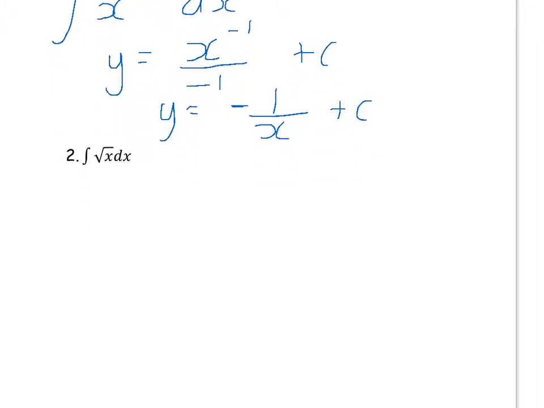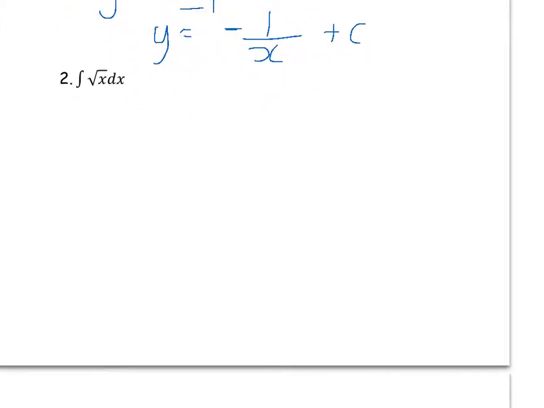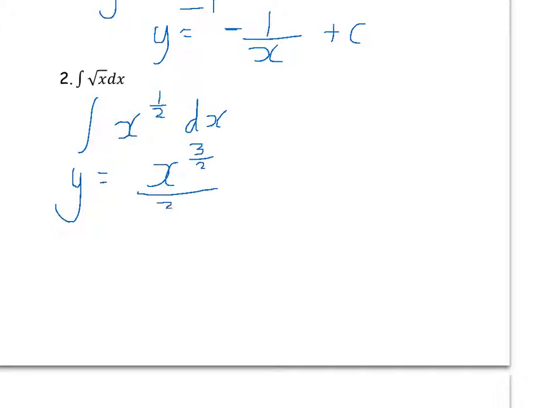Right, question 2. It says integrate the square root of x dx. Now, yet again, we need to make this square root of x into indices, into a power. So you should remember that we're trying to find the second root of x. That is written as a power as x to the power of a half dx. So now we do the same: we add 1 to the power. So x to the half add 1 is 3 over 2. We divide by that power, and then we add on our constant c.